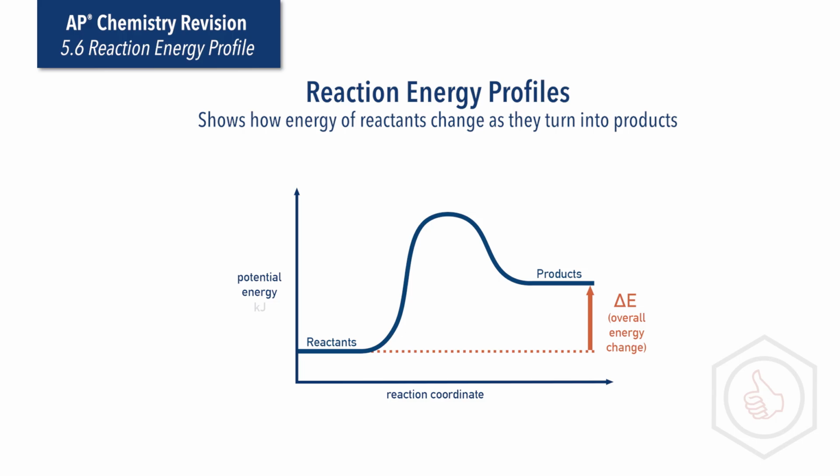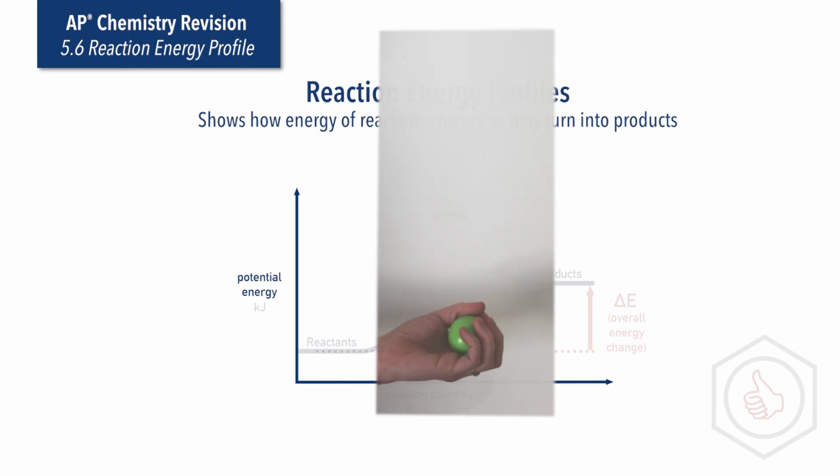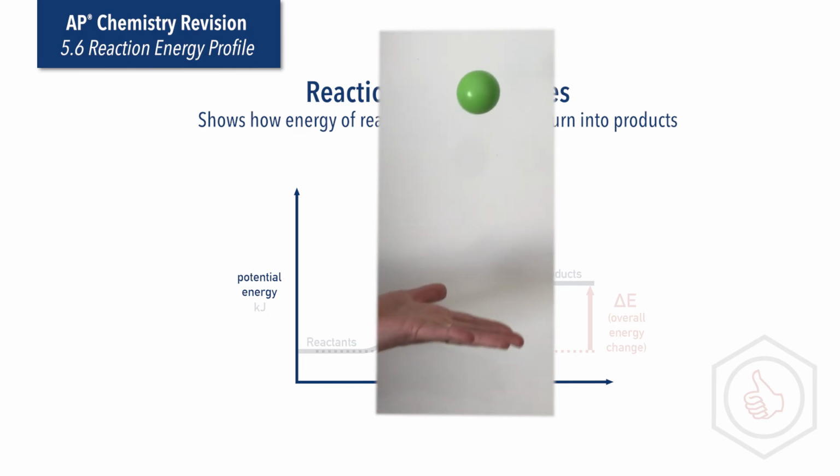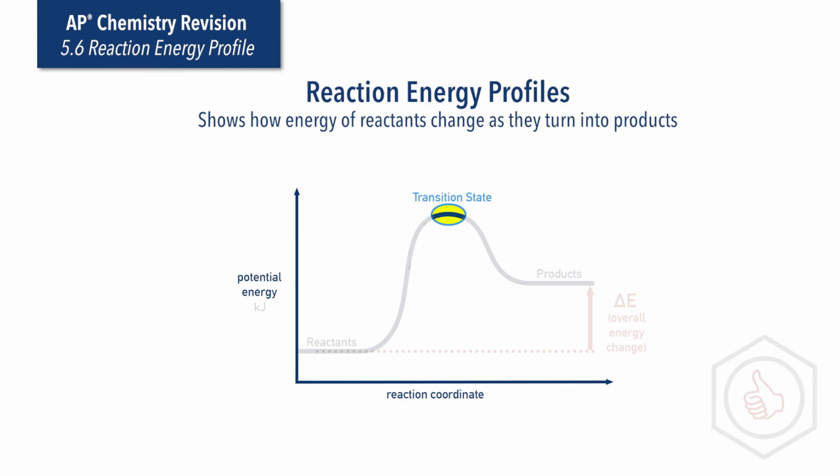The highest energy that they reach is called the transition state. It's a bit like imagining a ball being thrown up in the air. For an incredibly tiny amount of time, the ball will actually be stationary at its highest point in the air. This is a bit like the transition state in a reaction. It doesn't exist for any meaningful length of time, but it represents the highest energy reached by the reactants as they get converted into products.